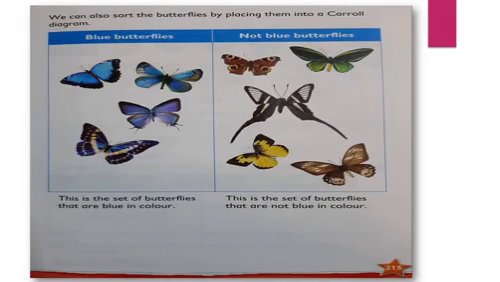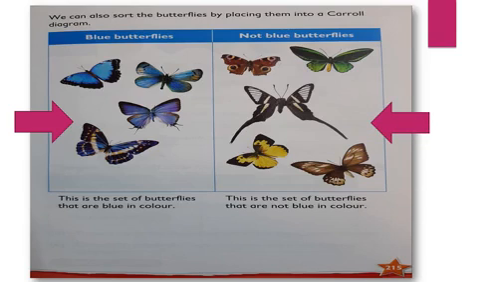Now, if we're going to make a Carol diagram, we can also sort the butterflies by placing them into a Carol diagram. On the left side of the Carol diagram, you can find blue butterflies. It means this is the set of butterflies that are blue in color. While on this side, look at the arrow, not blue butterflies. It means this is the set of butterflies that are not blue in color. Did you understand now, kids, the use of Carol and Venn diagram? Okay, let's have more practice.